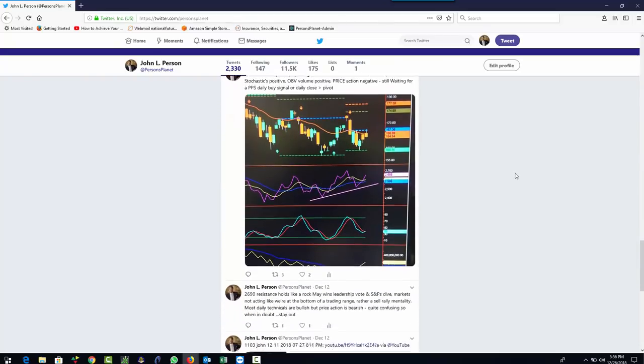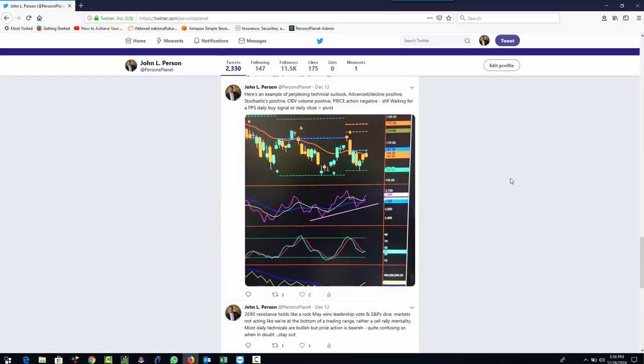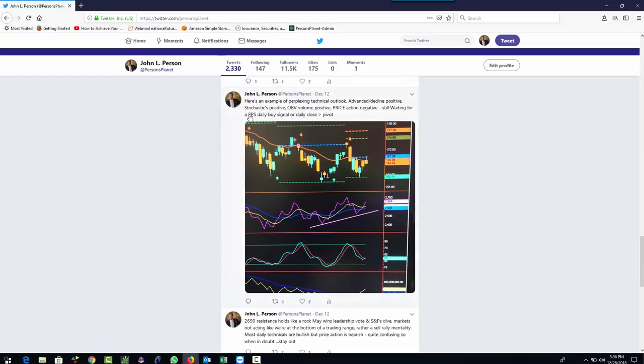In fact, this is one of the tweets that we were talking about. We need to have the market close greater than, right here, we need a daily PPS buy signal or a daily close greater than the pivot. That's what this picture depicts. We have not gotten, there was no daily buy signal there, number one. There was no close greater than the pivot, which was that light blue color right there. So that was a sign that something bad was coming, and that's what those tweets meant.